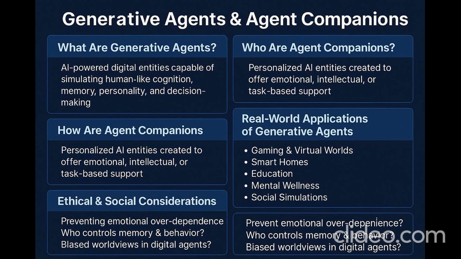Ethical and social considerations. As we explore this frontier, we must ask: how do we prevent emotional overdependence on AI companions? Who controls the memory and behavior of autonomous agents? Can digital agents develop biased worldviews? What's the line between simulation and manipulation? We highlight ongoing research in AI alignment, explainability, bias mitigation, and responsible deployment of generative agents in sensitive domains.